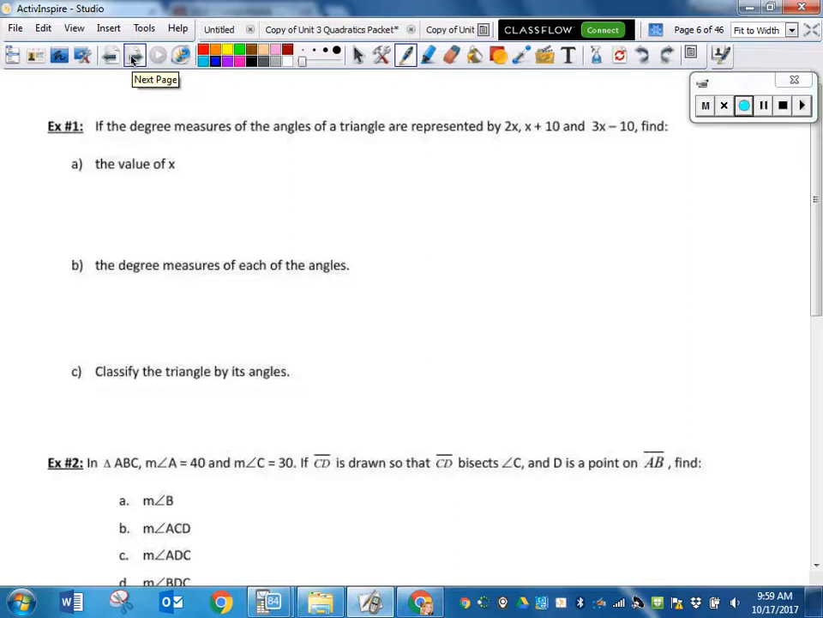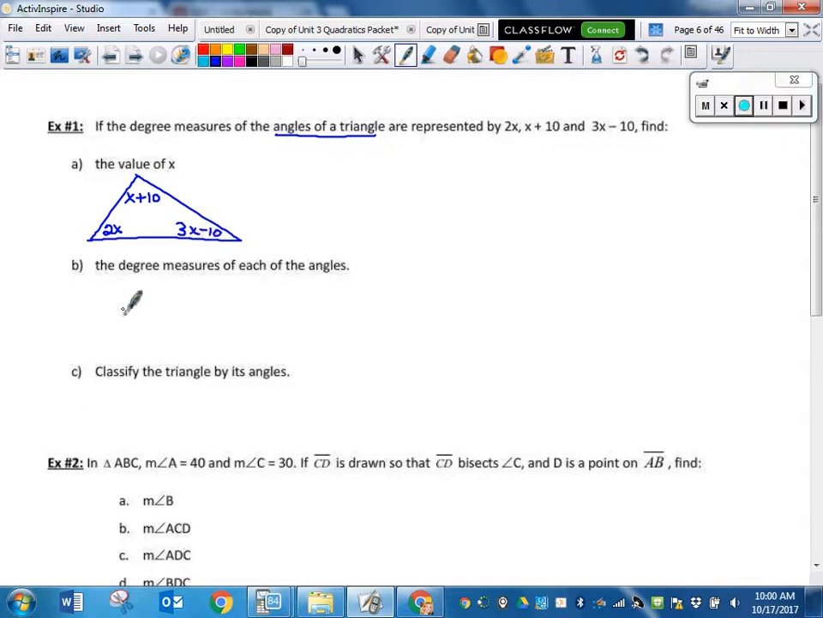Alright, so let's use some of this. If the degree measures of the angles of a triangle are represented by the following. Okay, draw pictures. Listen, it's geometry. Draw pictures. And it doesn't matter if your picture is accurate. You're just trying to get an idea. One of the angles is 2x. One of the angles is x plus 10. And one of the angles is 3x minus 10.